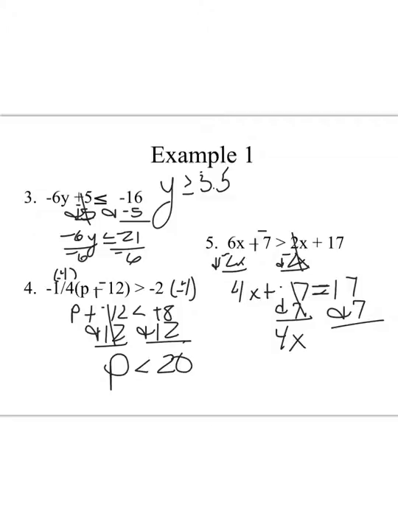So 4x, I did it again. This needs to be greater than 24. Divide each side by 4 because we're dividing by a +4. X just needs to be greater than 6.